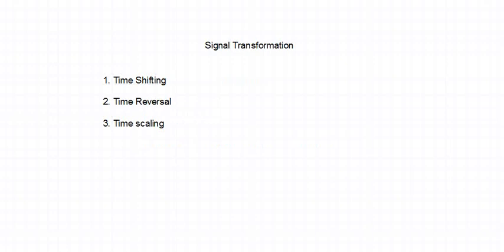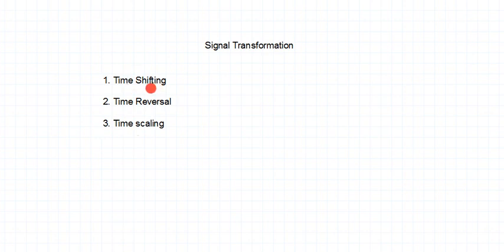So what do we understand by signal transformation? Signal transformation is nothing but doing certain operations on the signal. Those operations are shifting, reversal and scaling. And there is a word associated with all these operations, which is time. What is the meaning of this? All these operations, shifting, reversal and scaling, work on the time axis of the signal. That should be very clear.